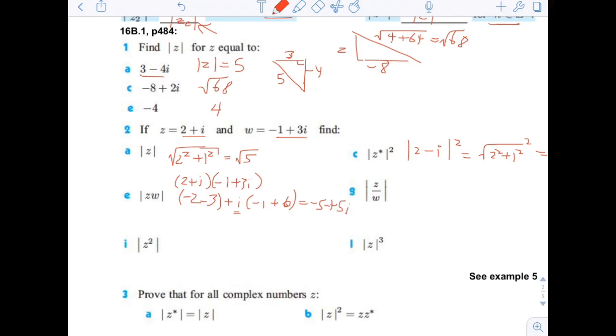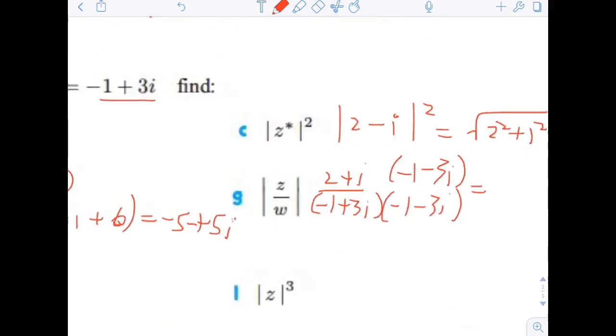Okay, all right, let's look at G. So in G, we're going to take Z divided by W. So it would be 2 plus I divided by negative 1 plus 3I. And if you remember, the way we simplify this into an expression with just A plus BI in the numerator is we can multiply by the conjugate, the complex conjugate.